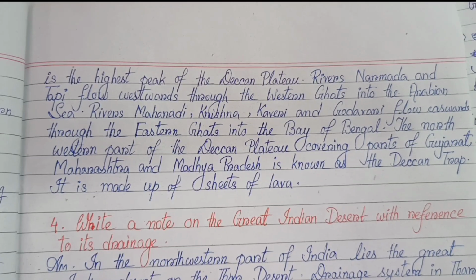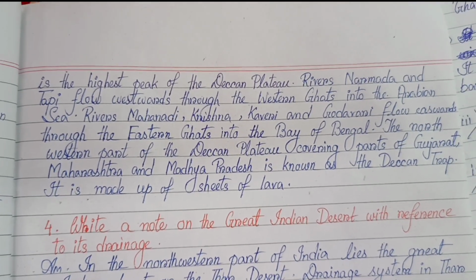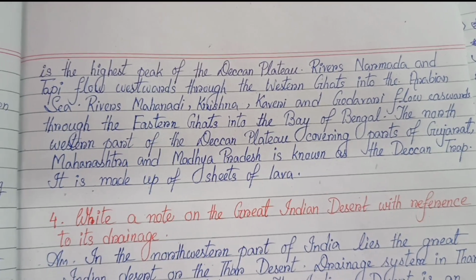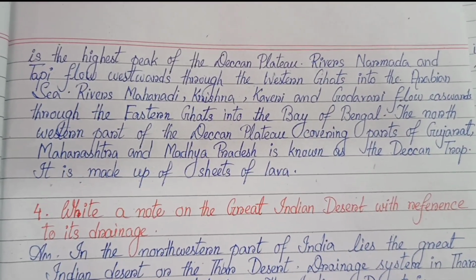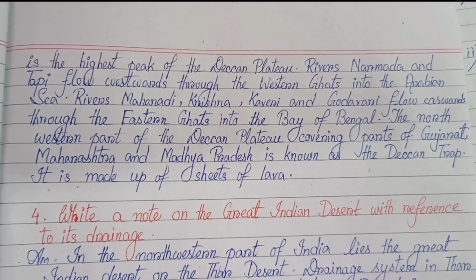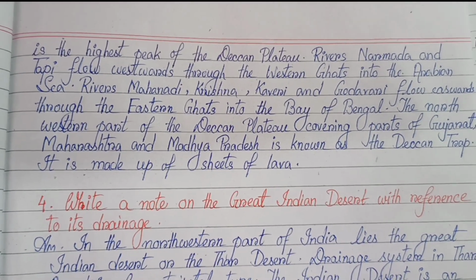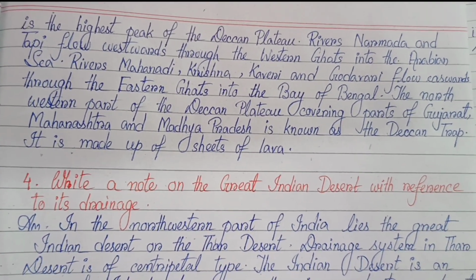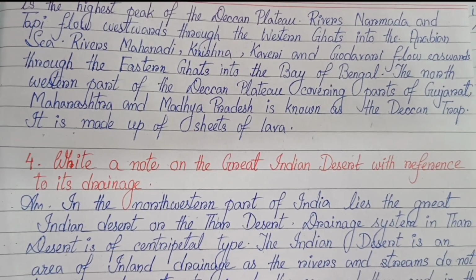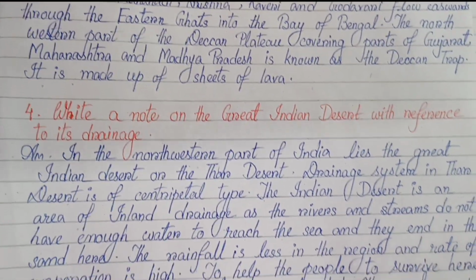Rivers Narmada and Tapi flow westwards through the Western Ghats into the Arabian Sea. Rivers Mahanadi, Krishna, Kaveri and Godavari flow eastwards through the Eastern Ghats into the Bay of Bengal. The northwestern part of the Deccan Plateau, covering parts of Gujarat, Maharashtra and Madhya Pradesh, is known as the Deccan Trap. It is made up of sheets of lava.